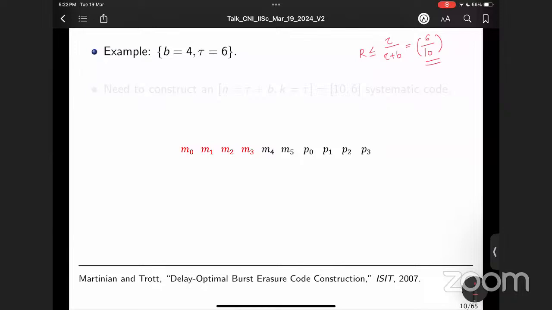So if you are going by the diagonal embedding approach, what we need to propose is basically a block code, which has rate 6 over 10. Okay. So Martin and Trott basically came up with a code which has dimension 6 and block length 10. Okay, so which will naturally have rate 6 over 10.